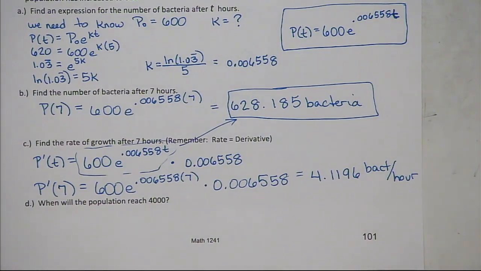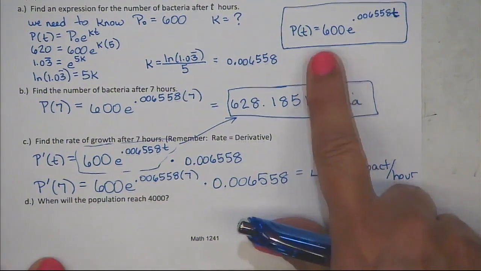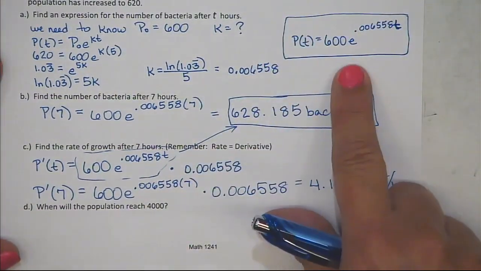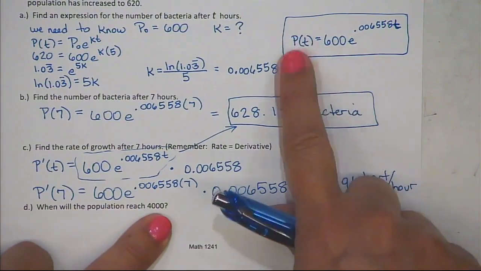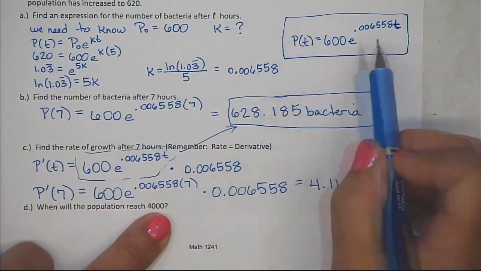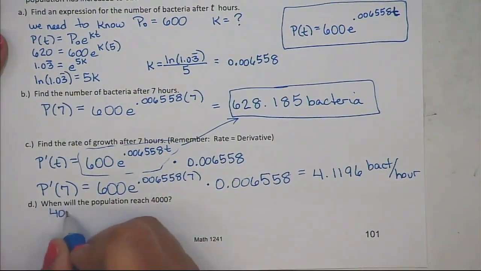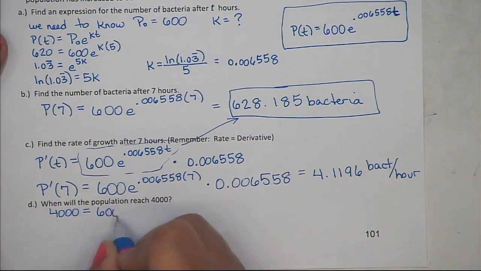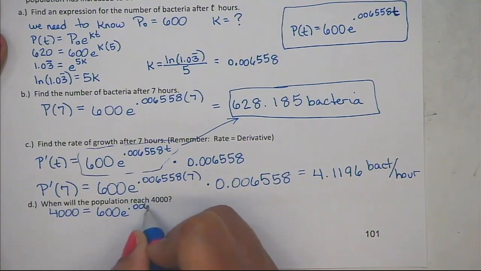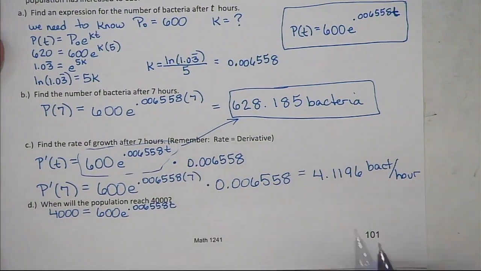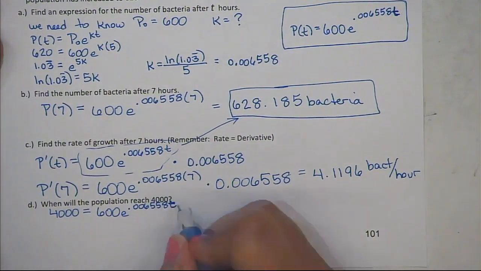Okay, last question. When will the population reach 4,000? When means you're looking for the time. So 4,000 will be your P of t number. Once you have your formula, you can solve any question they ask you. So now you're going to substitute in 4,000 for P of t, and you're going to solve for t, right? So we're going to do 4,000 equals 600 e to the 0.006558 t. Can't make t's today. All right.